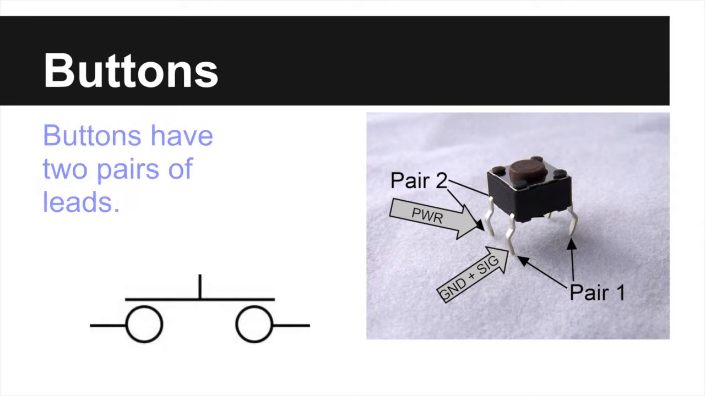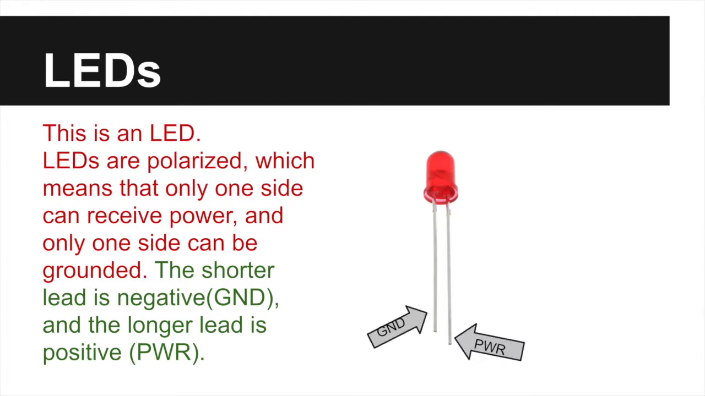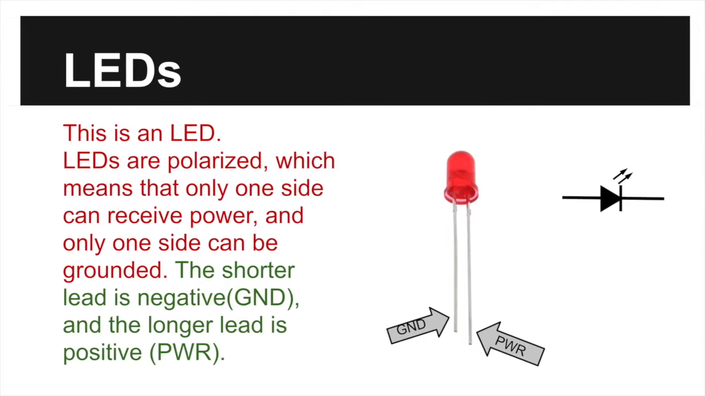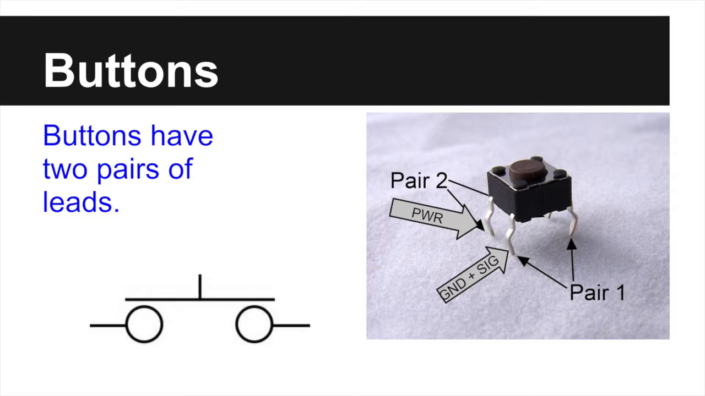Okay, so now let's talk about buttons. The most important part about this button is that it has kind of an extra thing attached to it. Like we saw, the LED has a ground and a power lead. Well, this button is a little bit strange because it has a power and a ground, but it's a ground plus signal lead. Okay, now what is this signal?